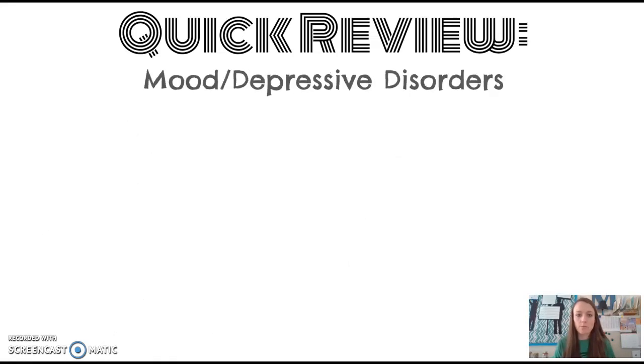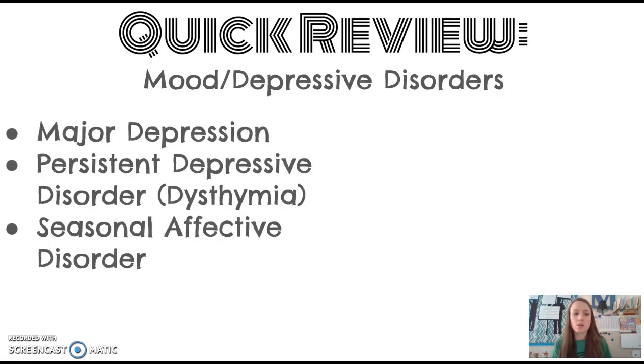Okay, we are going to move on to mood and depressive disorders. For mood and depressive disorders, you need to know that major depression is having a period of sadness or lack of interest or pleasure in everyday activities that last longer than 2 weeks. Persistent depressive disorder is also called dysthymic depression or dysthymia, and this is where someone has a very long, enduring depression that is lasting over 2 years. So it's very, very long.